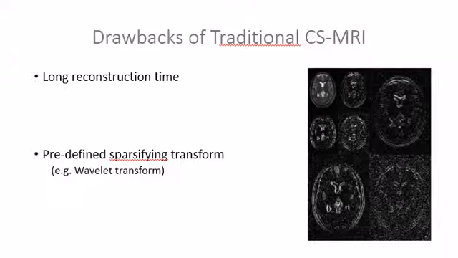The traditional CS framework is not without limitations. First of all, it involves nonlinear optimization algorithms, which take long reconstruction time. It also assumes that MR images are sparse in a fixed transform domain, which can lead to suboptimal reconstructions. For example, this fixed transform domain, as I've explained before, can be the wavelet domain. This is a sample of the wavelet domain of a T2 weighted image.